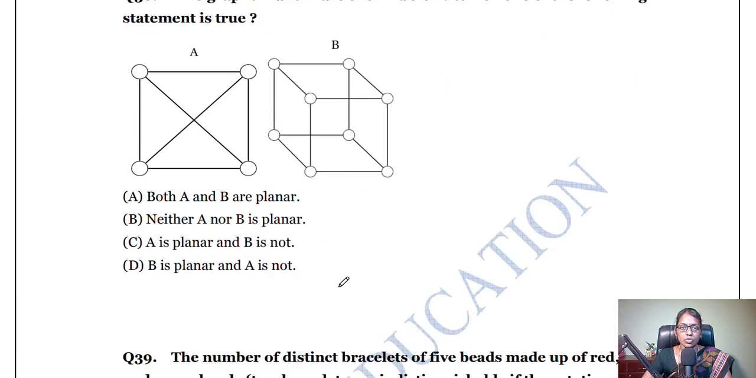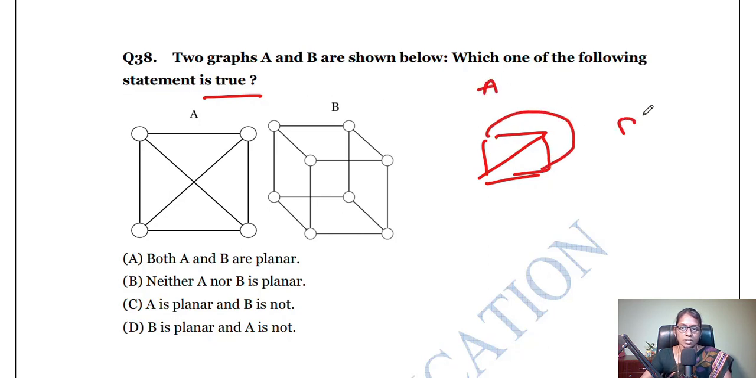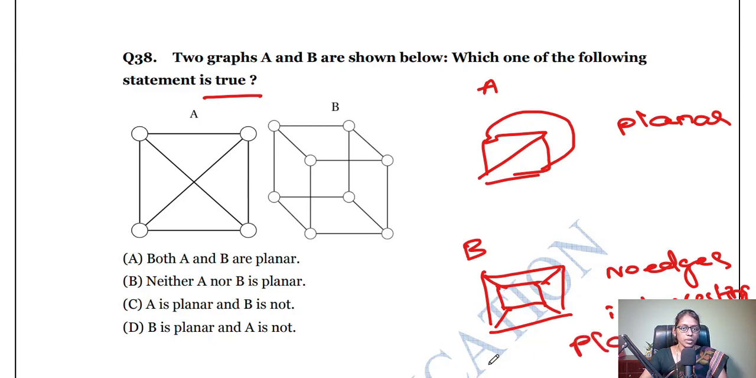The next question is, 2 graphs A and B are shown. Which of the following statements is true? So A is planar. This edge I can draw like this, so graph A is planar, with no edges intersecting with each other. In graph B, I can also draw the edges like this, so no edges are intersecting, then it is called a planar graph. So graph A and graph B both are planar graphs.